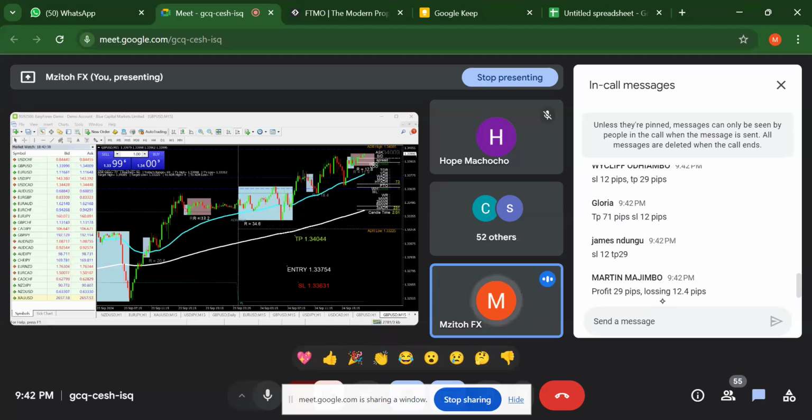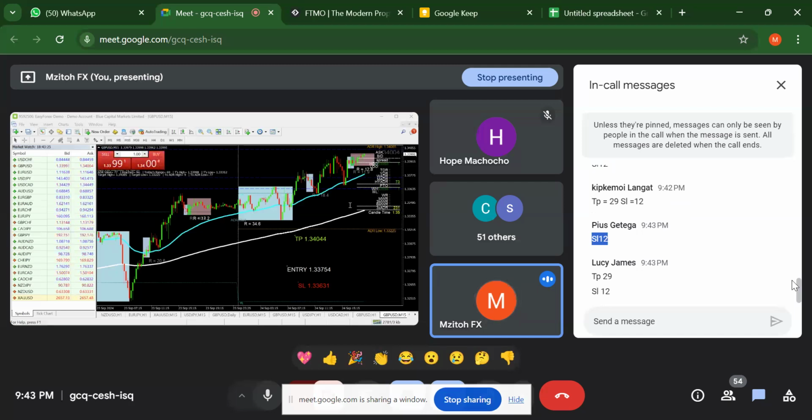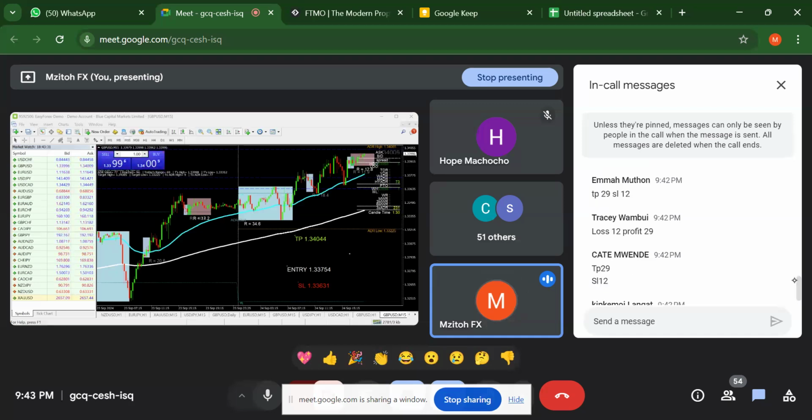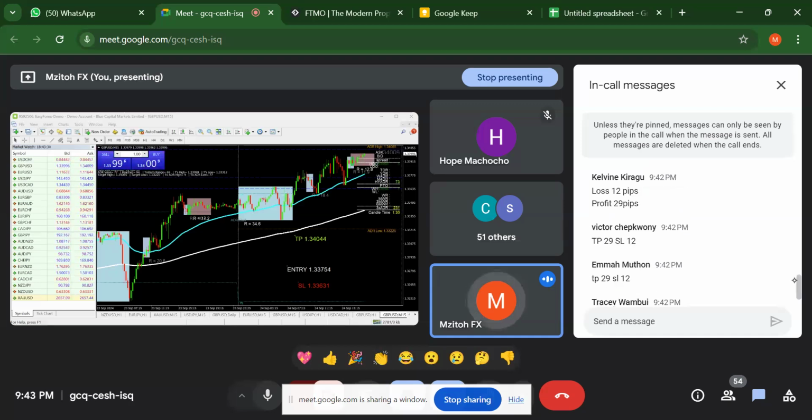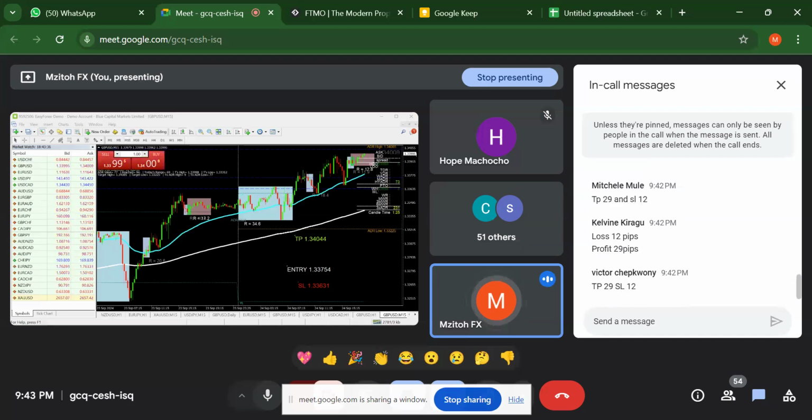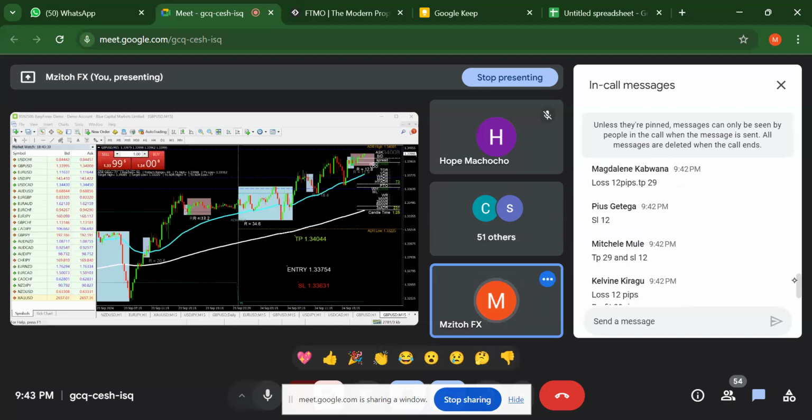Are we doing the math? Because we have over 55 people here. Are we together? Where are our answers? People have answered it. Pius, SL 12. Kipkemoy Lagat, SL 12, TP 29. Ketmwende have also been very consistent. Lucy, correct. Tracy Wambui, correct. Emma, correct. Victor Chepkwony, correct. Kevin, correct. Michelle, Mule, correct.